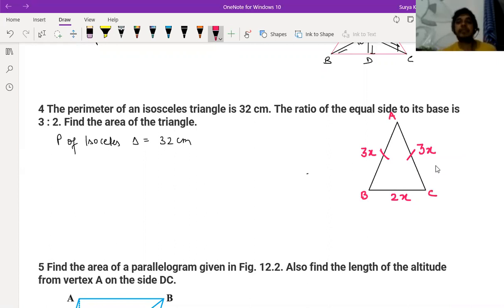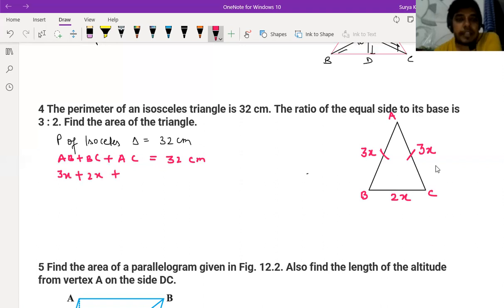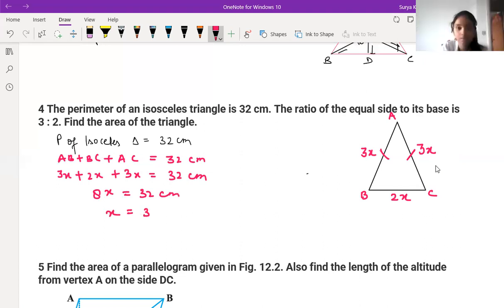Then we can find each side of the isosceles triangle, children. The perimeter of the isosceles triangle is 32 centimeter. So AB plus BC plus AC is equal to 32 centimeter. Again, we can write 3x plus 2x plus 3x is equal to 32 centimeter. 3 plus 3 is 6, plus 2 is 8. So 8x is equal to 32 centimeter. x is equal to 4 centimeter.